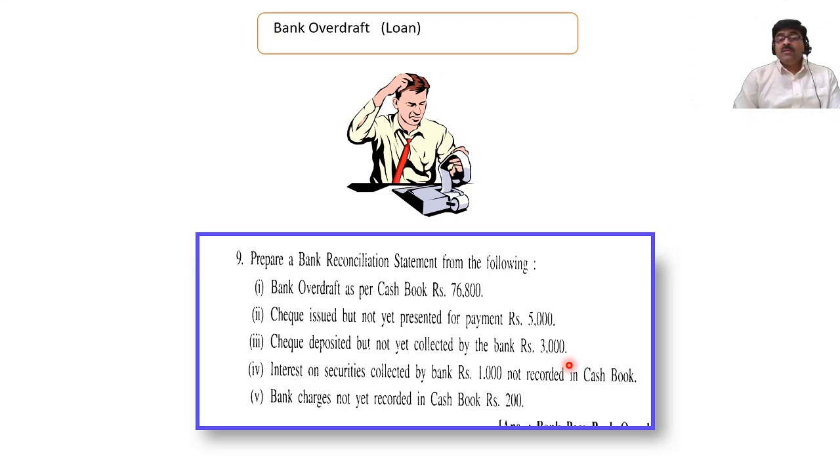Now compare the two balances, 73,800 and 76,800. As per the cash book we are preparing, to equal this amount with the passbook, we have to add this 3,000 rupees.